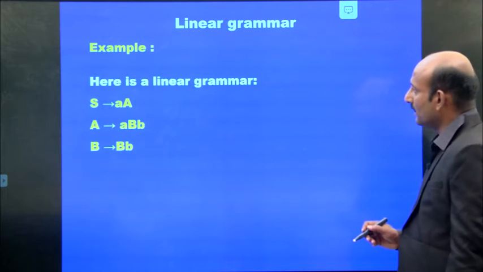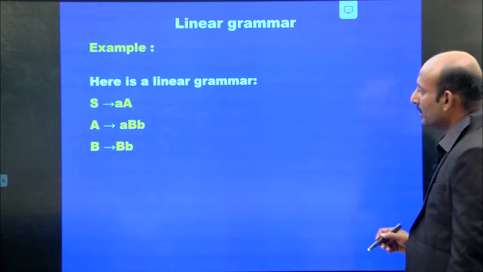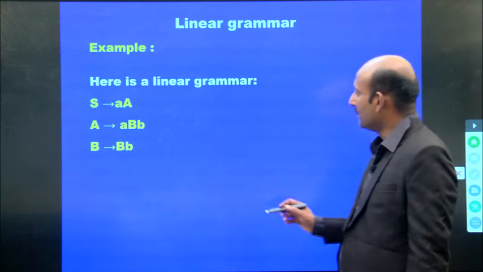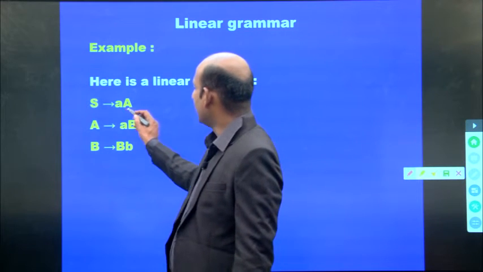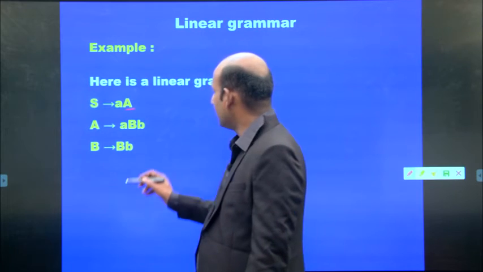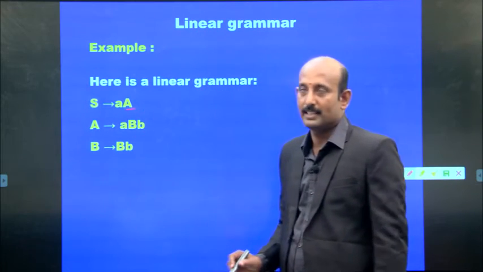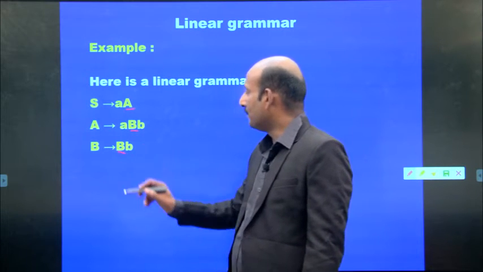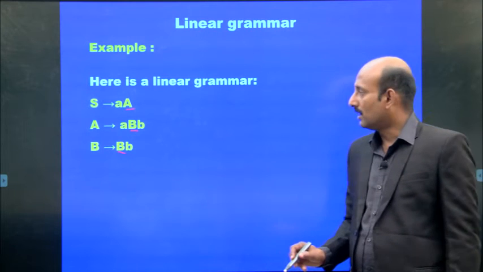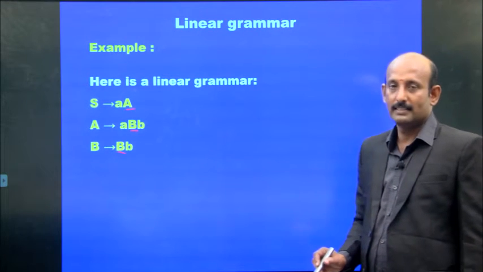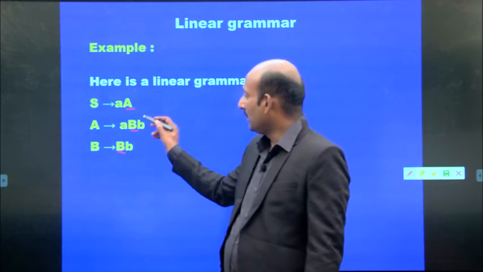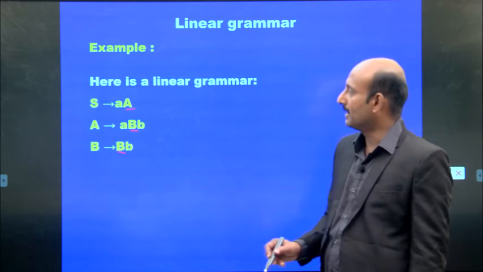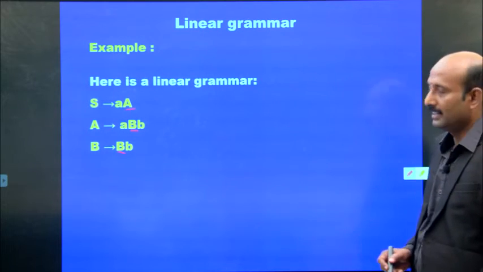Example, let's see this one. Here is the linear grammar, because in this grammar, all these productions have a right hand side with a single non-terminal symbol only. There are no more non-terminals. Likewise, here B and another B. Both are non-terminal symbols. There is only one non-terminal symbol in the right hand side of these productions. So, this grammar is said to be a linear grammar.